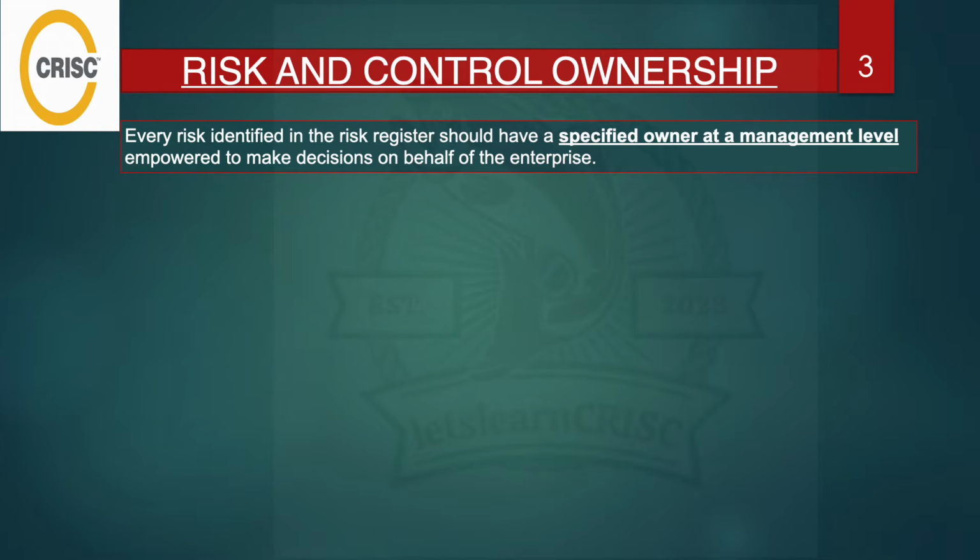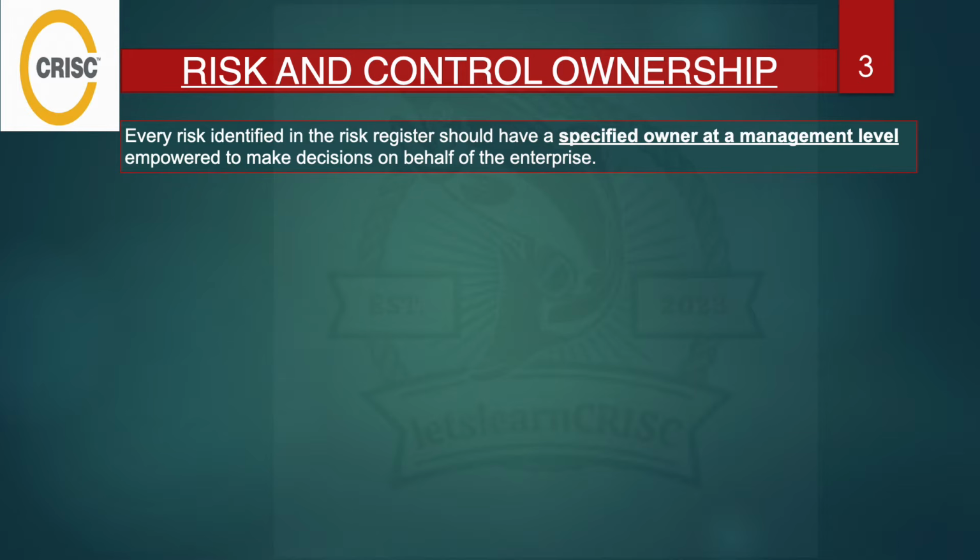Next, we should have a specified owner due to decision making, right? Because friends, the risk owner should have the authority to make decisions related to the risk. This includes decisions on the risk mitigation strategies, resource allocation, and risk acceptance. Friends, having an empowered owner streamlines the decision making process.